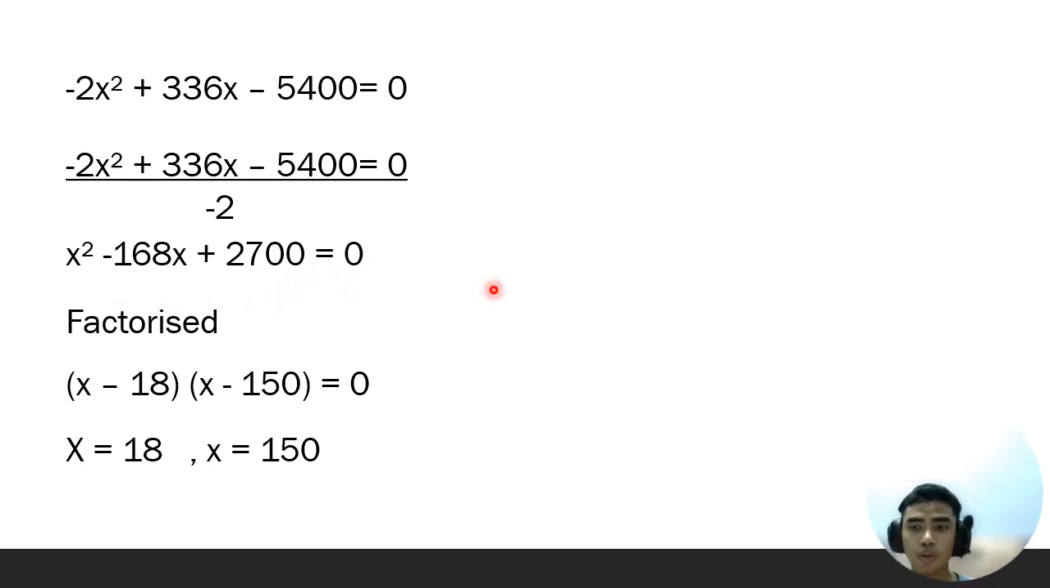So from the expression, you guys can use the calculator if you want to factorize, or you can use your brain, or maybe if you are smart enough to factorize it, it's going to be in brackets x minus 18 and x minus 150 equal to 0. So we got two numbers here, x equals 18 or x equals 150. Which one are you going to use? To decide which one we pick, we need to know what the y value is. So let's move on. How do we find the y value?